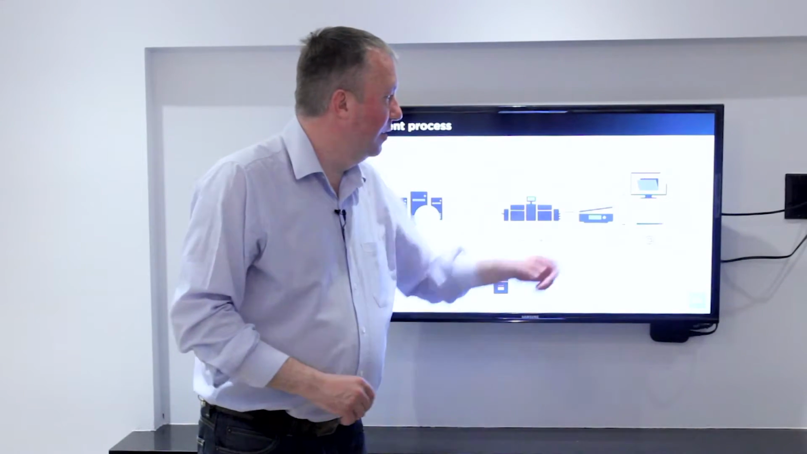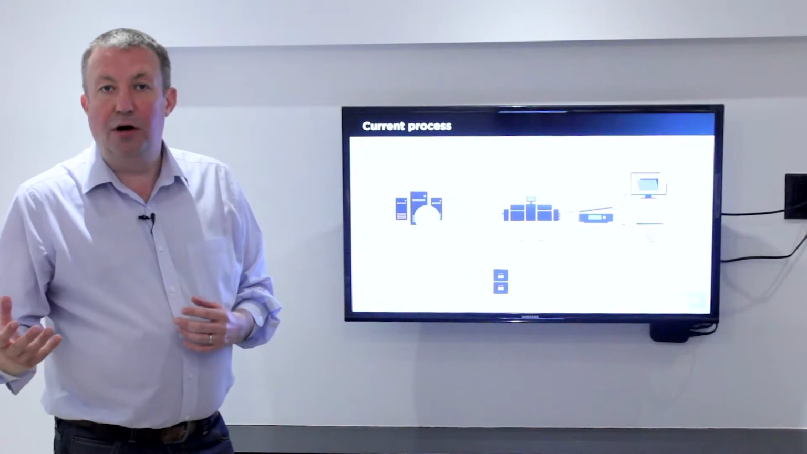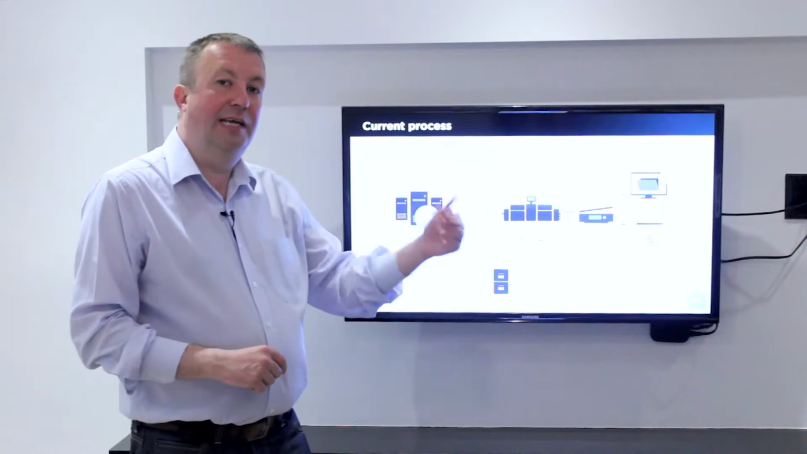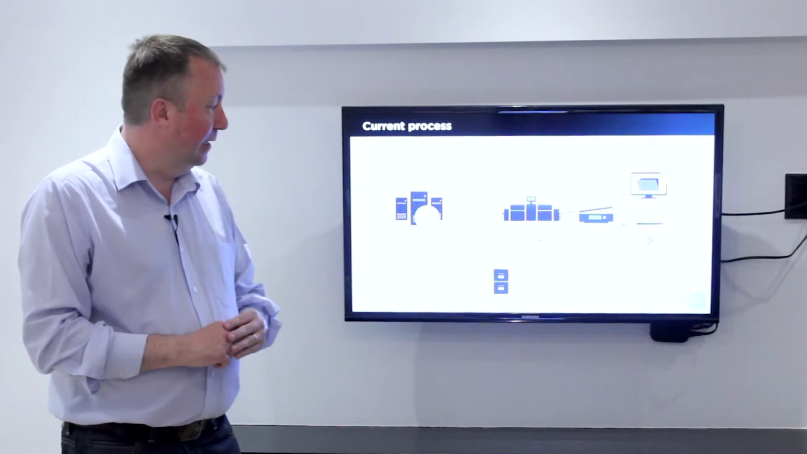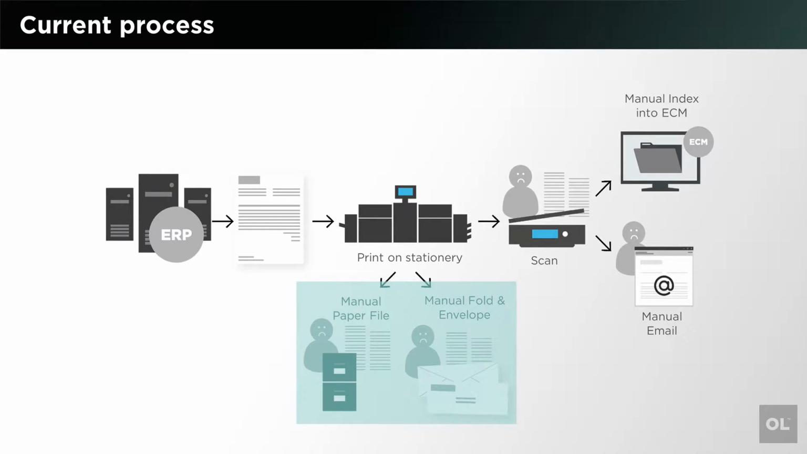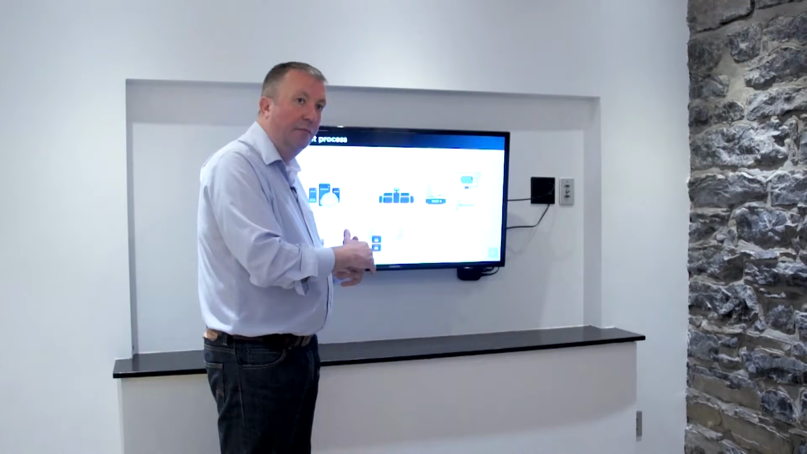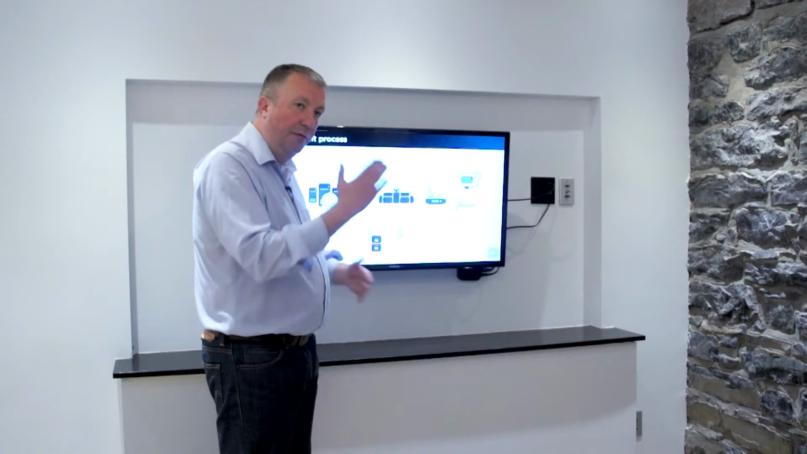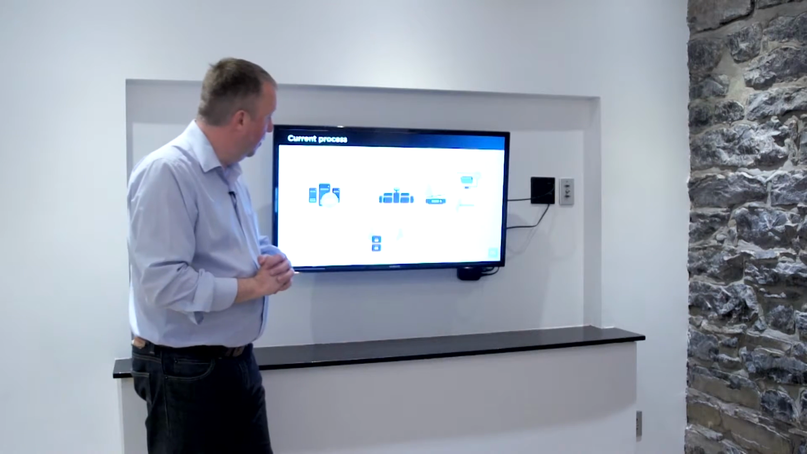And you're doing the same to the ECM system. You're trying to keep an archived copy, you're manually scanning each one and indexing it. But also the invoices that you're actually sending out, you've actually got to manually fold it and place it into an envelope. How many staff do you have that fold pieces of paper into an envelope?